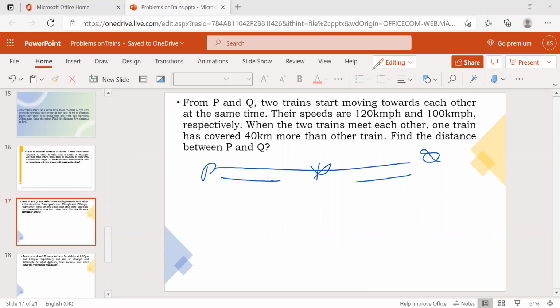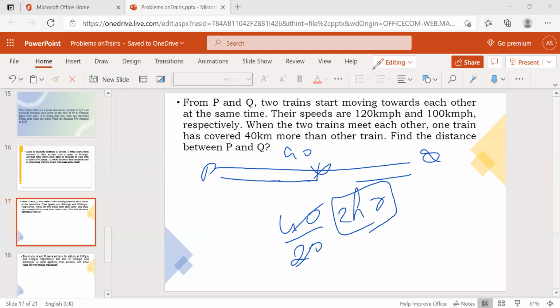Somewhere they are meeting and one is 40 kilometers more. So that 40 kilometers more divided by the difference of speed, 20, gives 2. So after 2 hours they meet. The train at 100 kilometers per hour travels 2 hours, so 1 hour 100 kilometers, 2 hours 200 kilometers. And at 120 kilometers per hour, 2 hours is 120 and 120, 240. So it's nothing but 440.